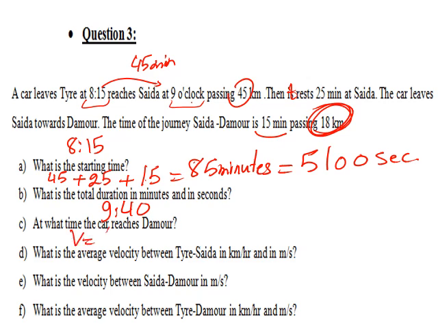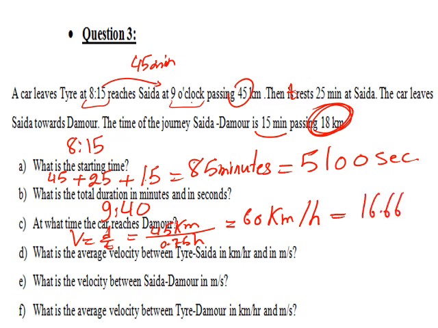What is the average velocity between Tyre and Saida in kilometer per hour and in meter per second? We have to know that V equals D over T. So it's equal to distance, 45 kilometer, over time, which should be in hours, since it's kilometer per hour. 45 minutes is 0.75 hour, so it is 60 kilometer per hour. Small calculation: 1 meter per second is 3.6 kilometer per hour, so it should be 16.66666. You take the last number, which is 7, so 16.667 meter per second. Only 3 digits, it's okay. You can take only 3 digits, this is okay.